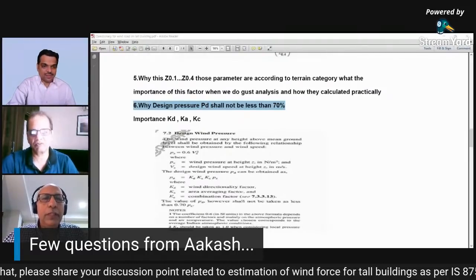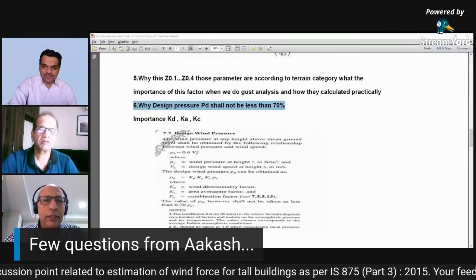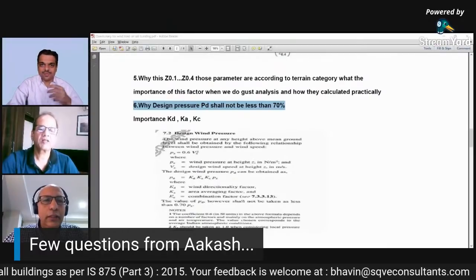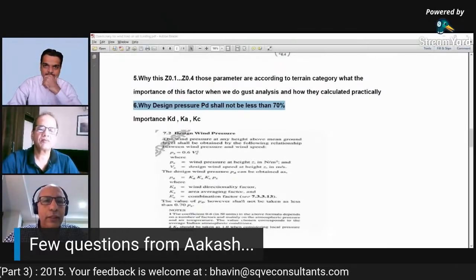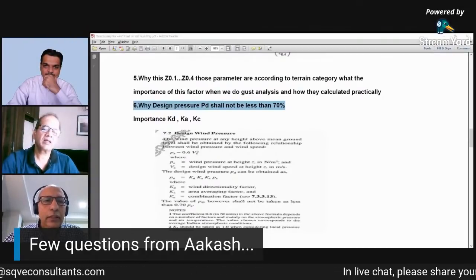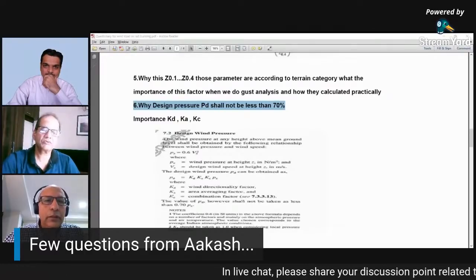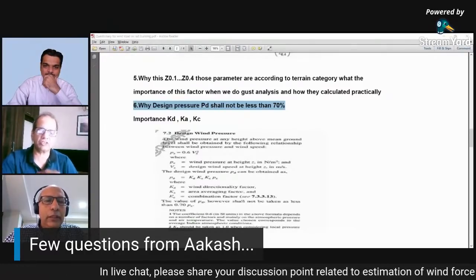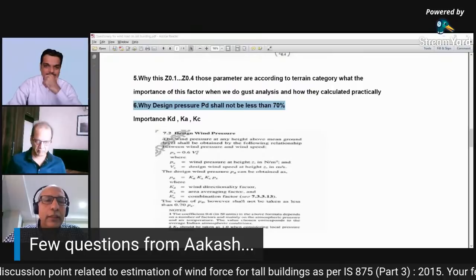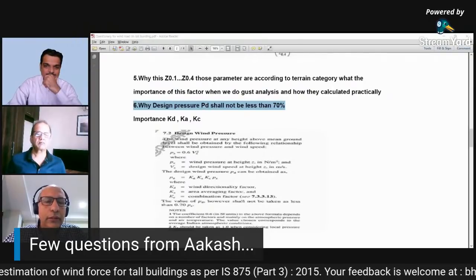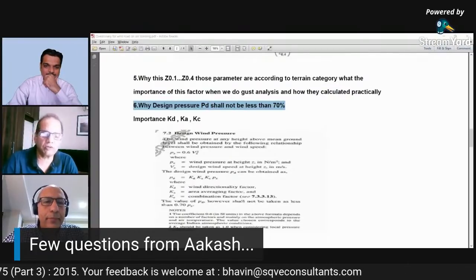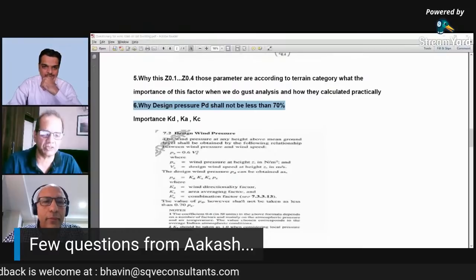We have the same factors in the Australian code: the KD, KA, KC. KA is the area reduction factor. KC is the combination reduction factor. KD is the direction multiplier. So he is asking about the importance of the combination of KA and KC, which in the Australian code should not be less than 0.8 or 80%. Would you like to explain these three parameters, KD, KA, and KC?